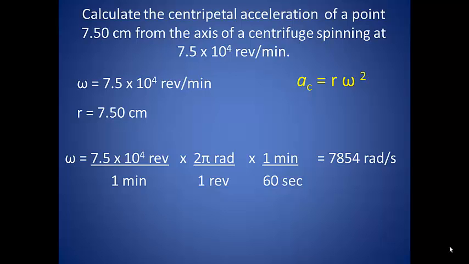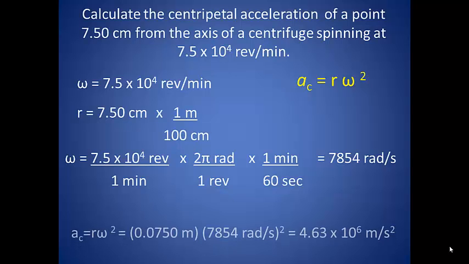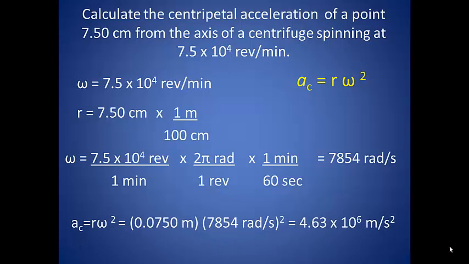While we're thinking about those conversions, we need to convert our centimeters into meters. Then we can use our centripetal acceleration equation to find 4.63 times 10 to the sixth meters per second squared. You might notice that the labels of our problem include radians, but our answer does not. Remember that radians are unitless, so when we get to the end of a problem that includes that label, we can just ignore it.